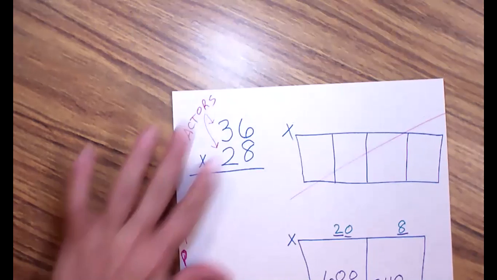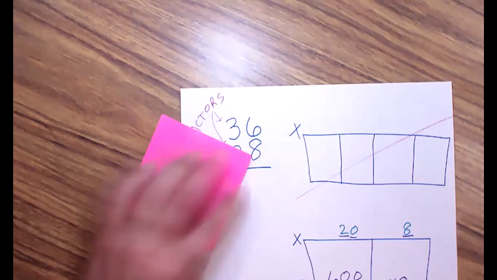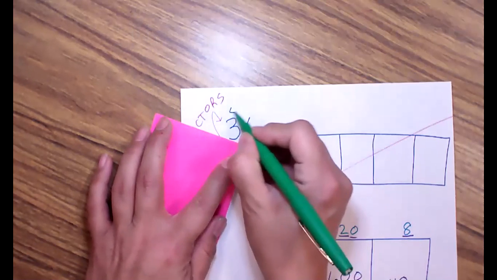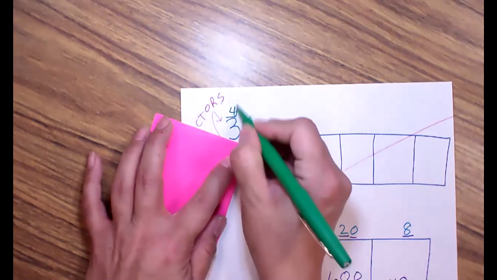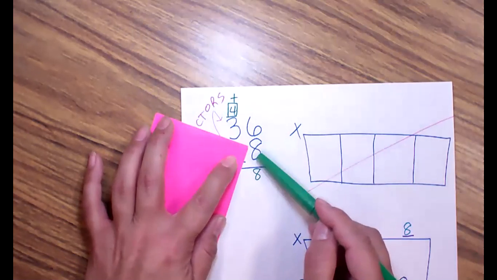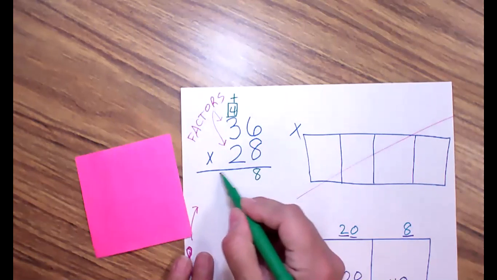Let's take a look-see here. Okay, so I'm just going to go ahead and cover this right here. I don't want to get confused. And I'll start with multiplying 8 times 6 is 48. I regroup my tens, put them in a box with a plus sign. Then I multiply 8 times 3 is 24 plus 4 is how much? Yes, 28.